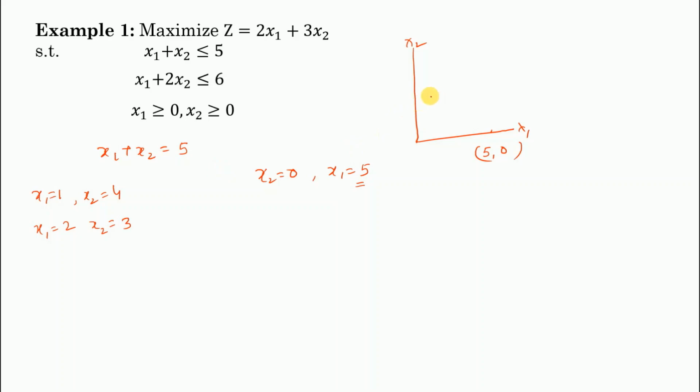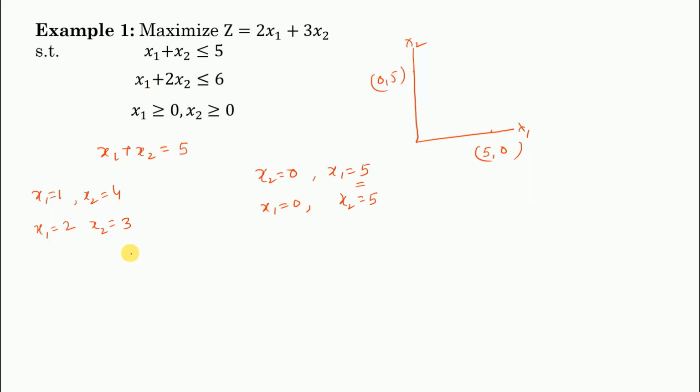Similarly, if we wish to find the point where it passes through the x2 axis, then we put x1 equal to 0 and we get x2 equal to 5. So the coordinates of this point will be 0, 5, that is x1 equal to 0, x2 equal to 5. Now we can join these 2 points and we will get the line.